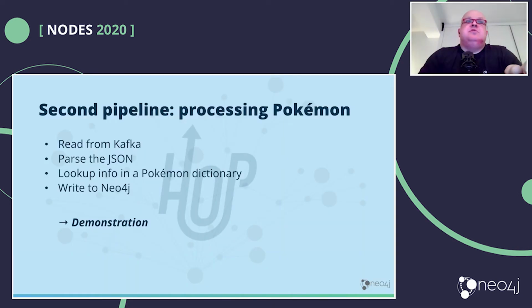And then after this, we're going to read that data from Kafka, parse the JSON back out, and look up the information in a Pokemon dictionary. So if you want to know more about the Pokemon itself, we can do that there. And we're going to write to Neo4j. So let's switch back to the Pokemon data processor.